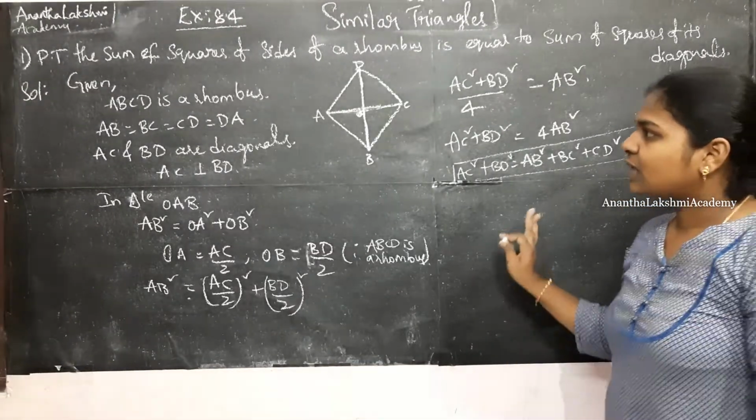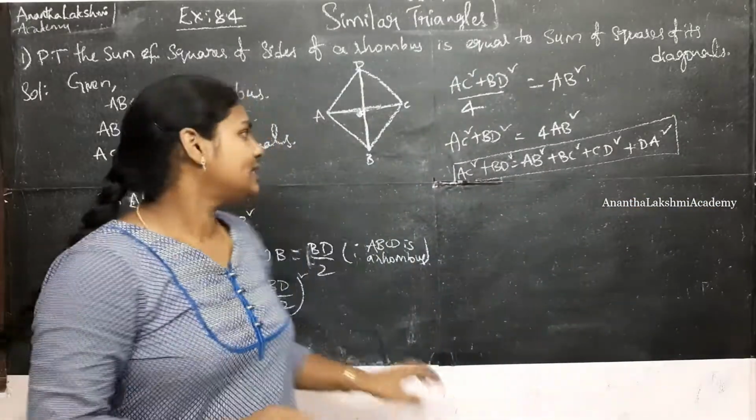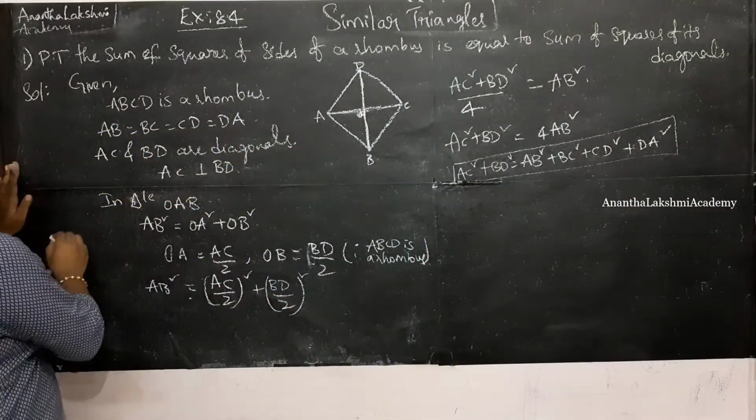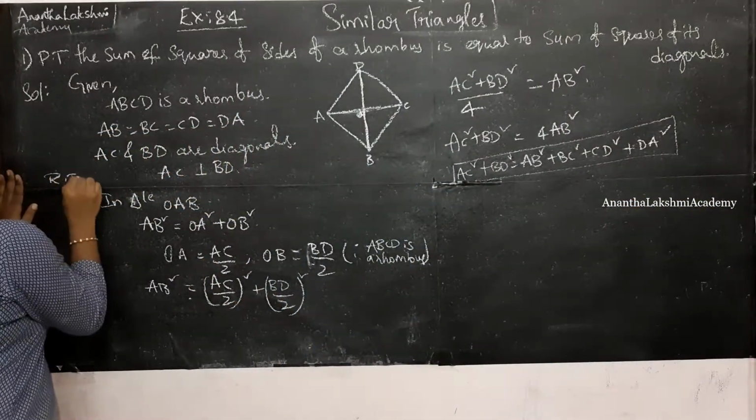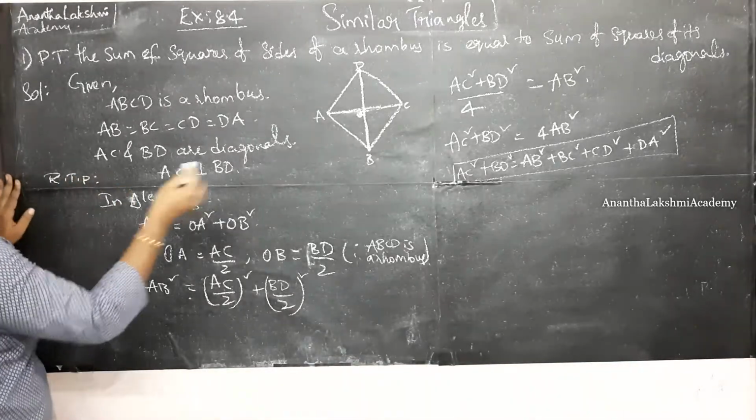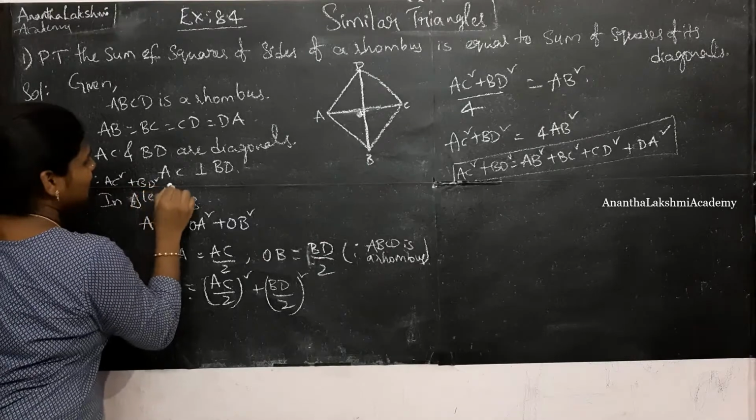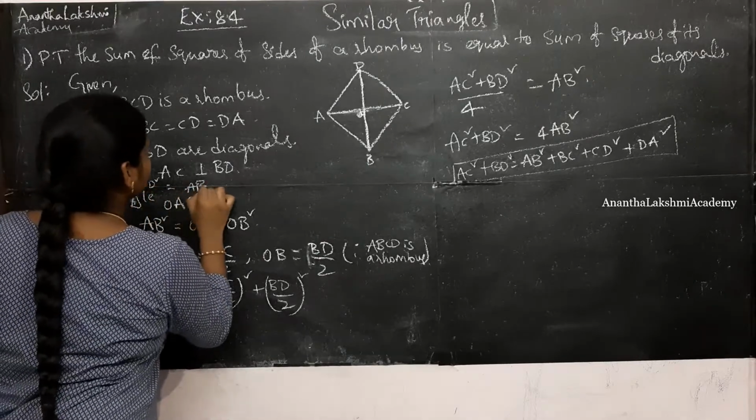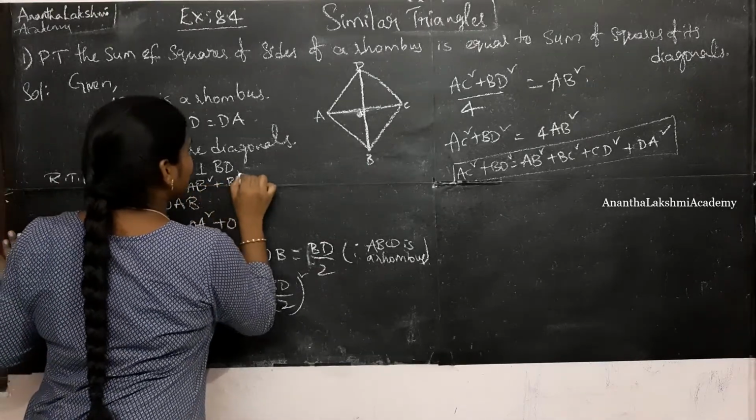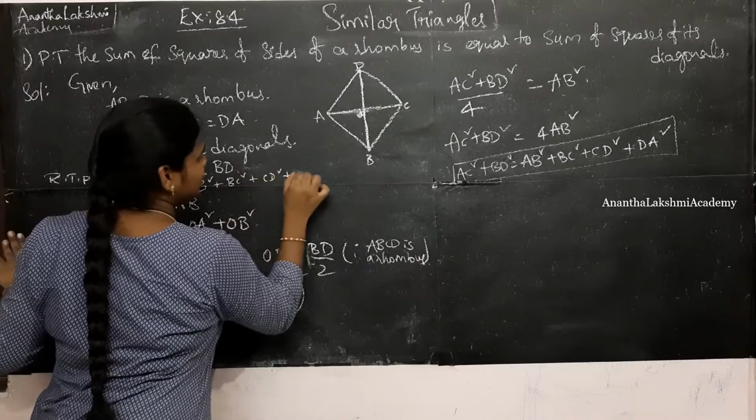Okay, in order to have a better understanding of this, you could write RTP, like here after the given section, saying AC square plus BD square is equal to AB square plus BC square plus CD square plus DA square.